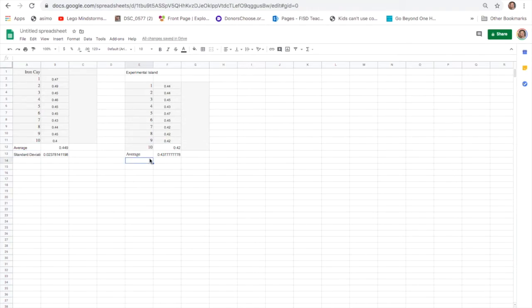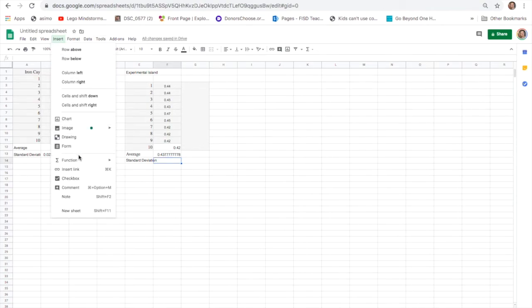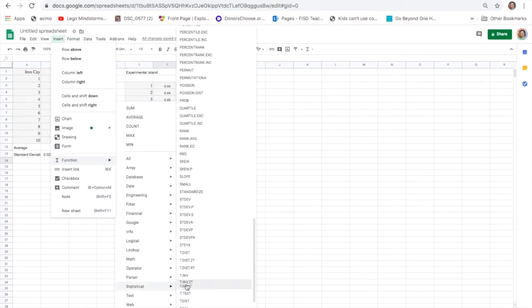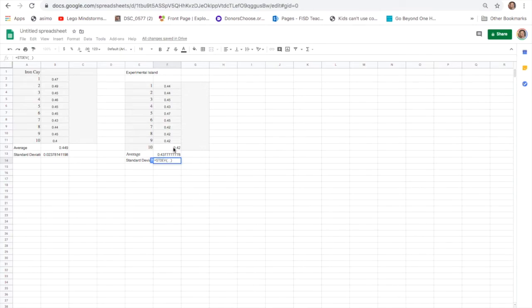Last thing here, I have standard deviation. And go to statistical, STDEV. Now I'm at F3, 2 with the colon, F12. No, F11. And I get my standard deviations.